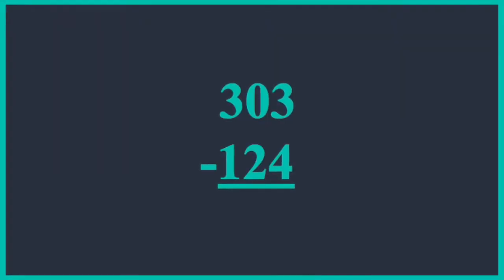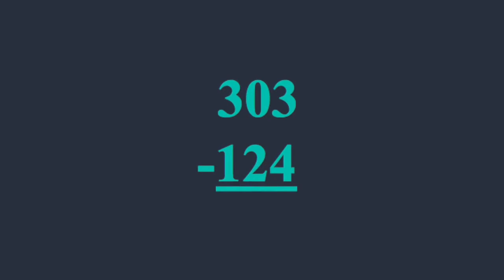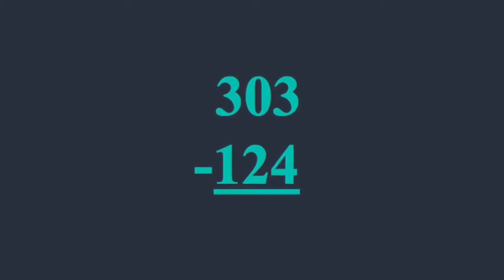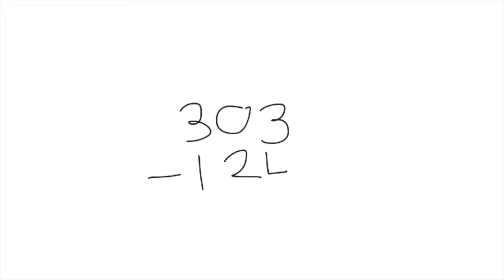In this lesson, we're going to be talking about the equation 303 minus 124. Okay, so we have the number 303 minus 124. So first thing, we need to make sure that the ones place is lined up, the tens place is lined up, and the hundreds place is lined up. Always make sure that everything is lined up correctly.